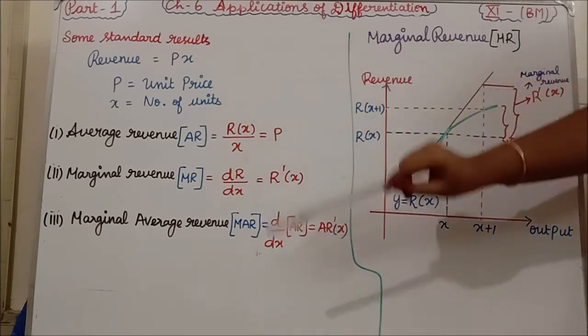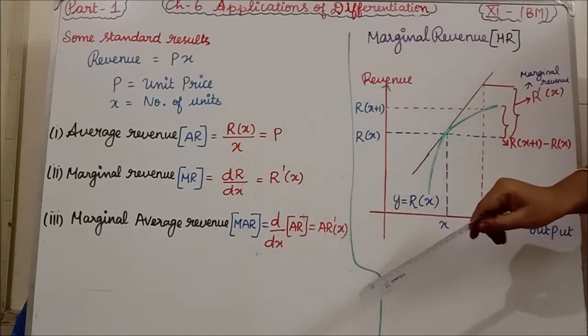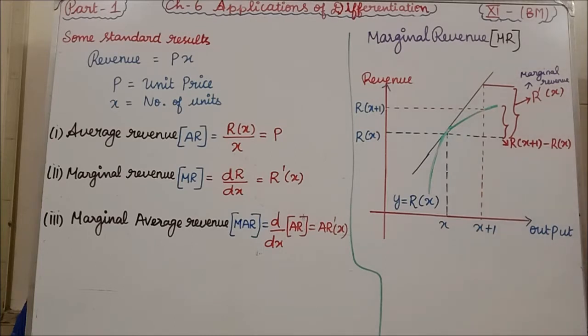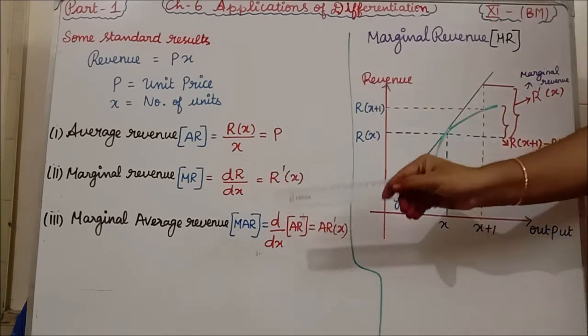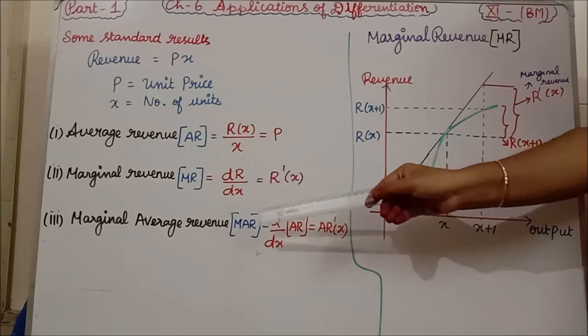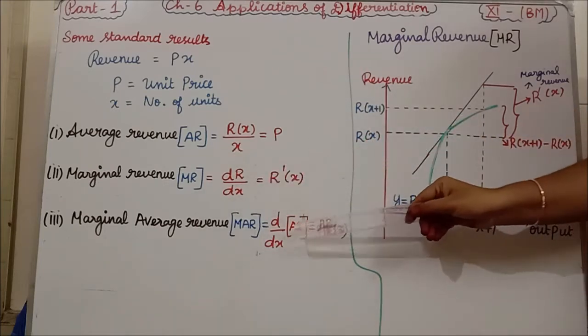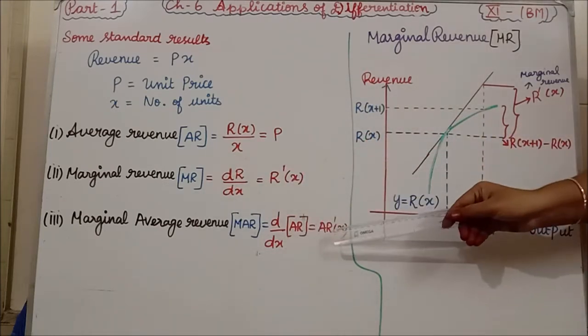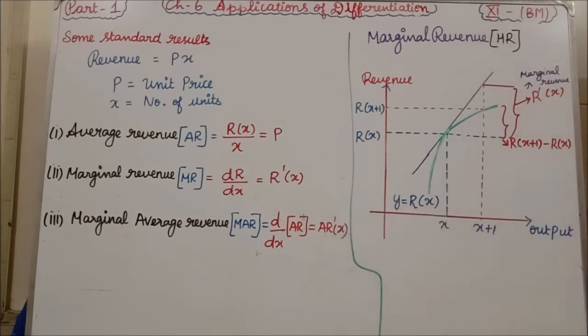Next one is marginal. See the word marginal. Marginal means immediately your mind should strike, we have to differentiate. Marginal average revenue means you have to differentiate the average revenue with respect to x. So I have written AR dash of x. Are you all clear about the marginal revenue? Still one more concept is there. After learning that, we will enter into the exercise.